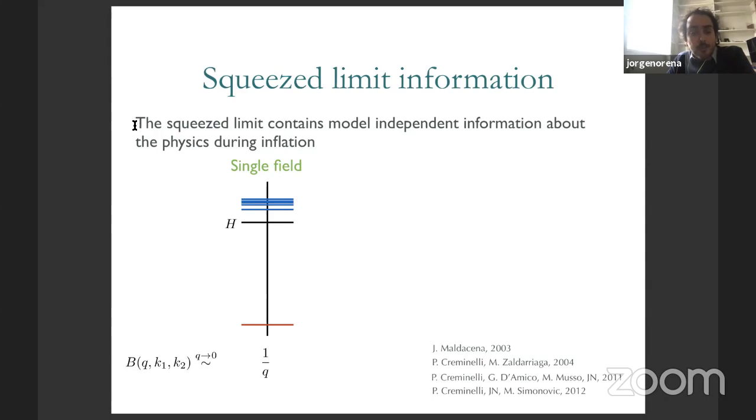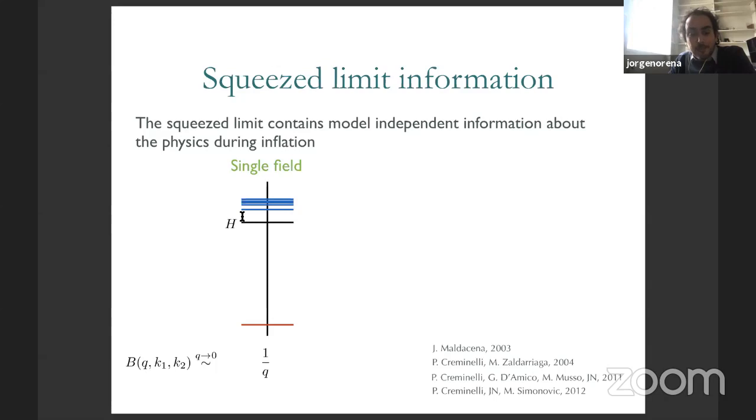Now, so we learn from all this that the squeeze limit contains a lot of information. From the Ward identity or from these arguments that I gave you, we know that the 3-point function in a soft limit, meaning when one momentum is going to 0, should have a specific behavior with momentum. So it should go like 1 over q. It turns out that all these arguments that I gave you are only true if this zeta, or this gravitational potential, is constant in time. And this is only true strictly in single field inflation.